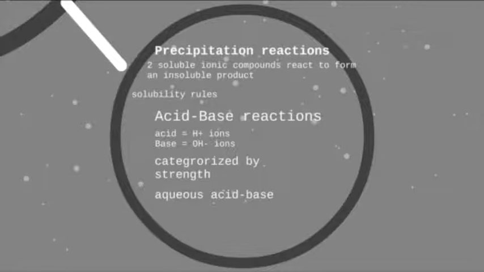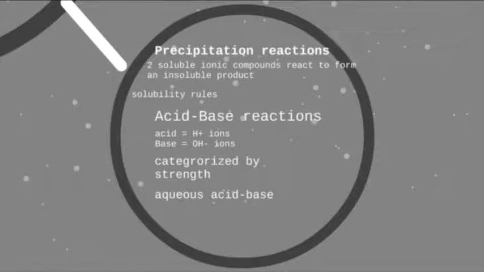Amounts of reactants and products are given in terms of concentration and volume. Acid-base reactions occur when an acid reacts with a base. An acid is a substance that produces H+ ions when dissolved in water, and a base is a substance that produces OH- ions when dissolved in water. These reactions can also be referred to as neutralization reactions and are double replacement reactions.